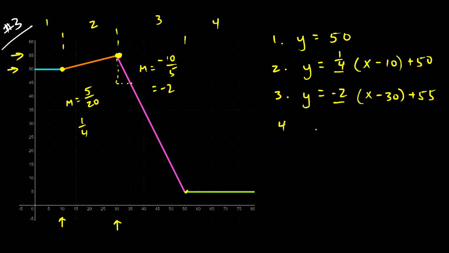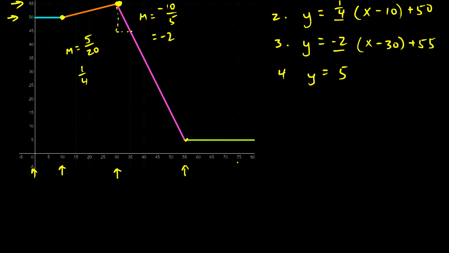And our fourth piece, just a horizontal line. So we have y equals, and what is it? Just 5. Just y equals 5. Now let's put this all together. And we can mark our domain spots right here. This will be very helpful. So our first piece is between 0 and 10. Our second piece is from 10 to 30. Third piece is 30 to 55. And after that, it's 55 forever.